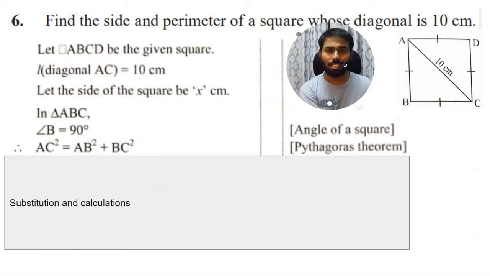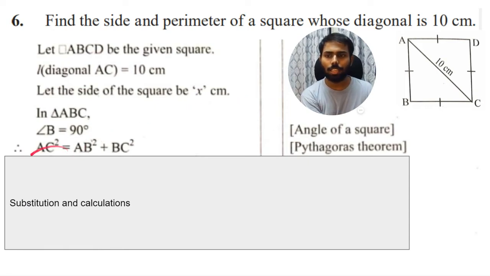Now what's remaining is substitution and calculation, right? AC की जगह पे तुम लोग 10 substitute कर दोगे, AB की जगह पे you will substitute x, BC की जगह पे भी you will substitute x. So just substitute and calculate and just see whether you get the correct answer or not.